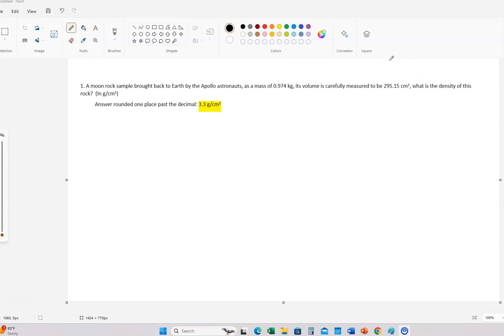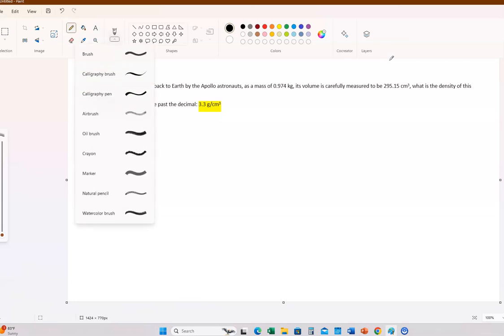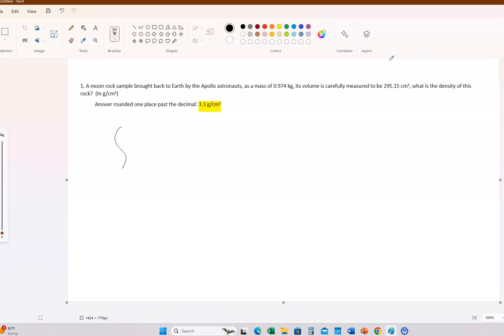All right, so I'm going to write the equation for density down. The density is given the symbol rho. Sorry, it kind of looks like a P, but it's a Greek letter. Rho is typically the letter that's used for density, and density, of course, is mass divided by volume.